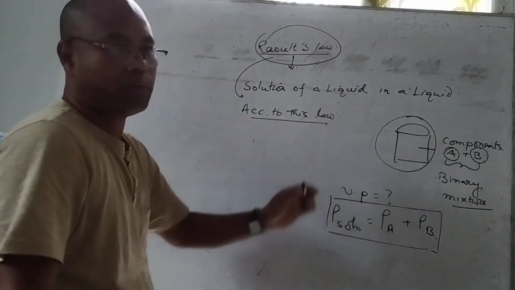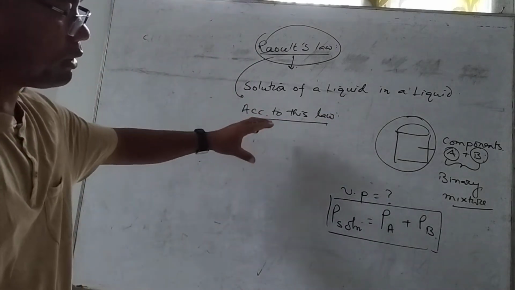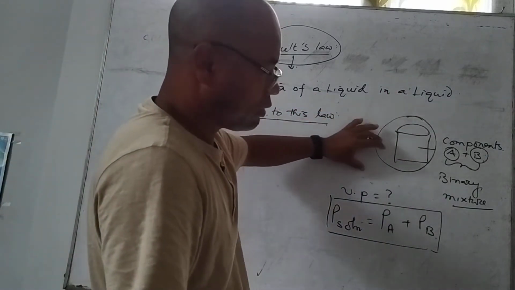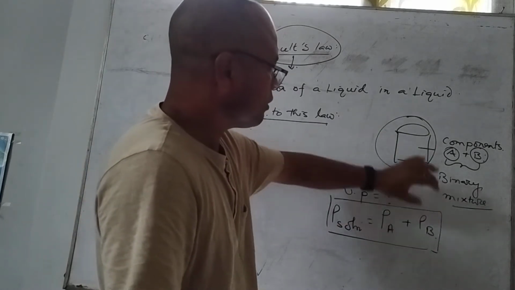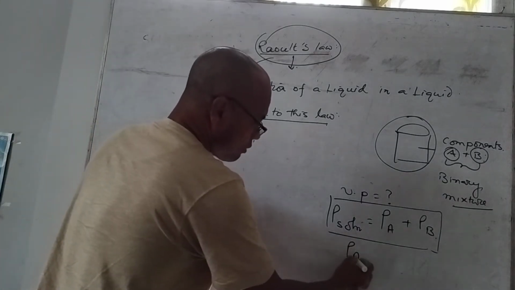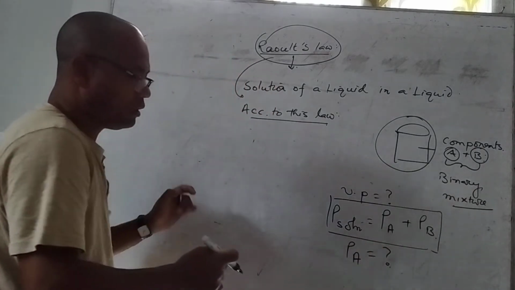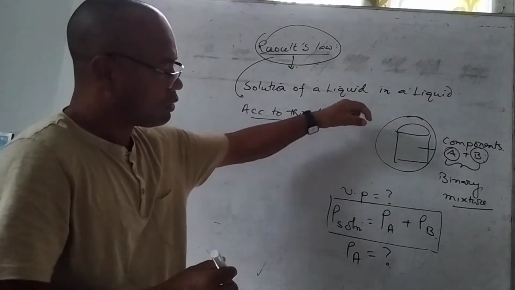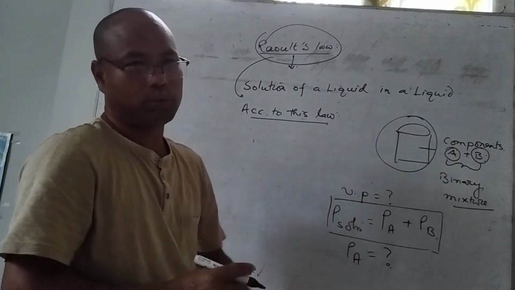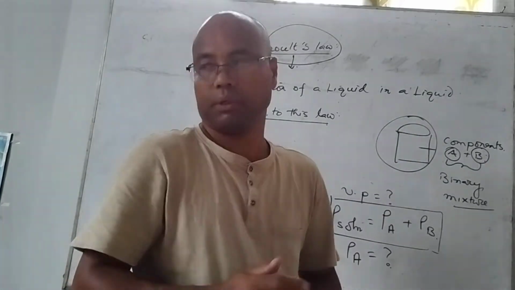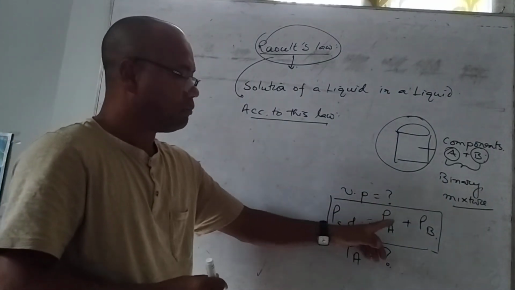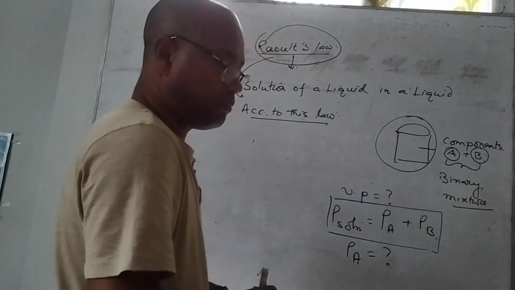So the solution has a vapor pressure which is the sum of the vapor pressure of component A present in the solution and the vapor pressure of component B present in the solution. But the question is, how do we find out the vapor pressure of component A in the solution and of component B in the solution? This vapor pressure in the solution we can call the partial pressure of component A and the partial pressure of component B.